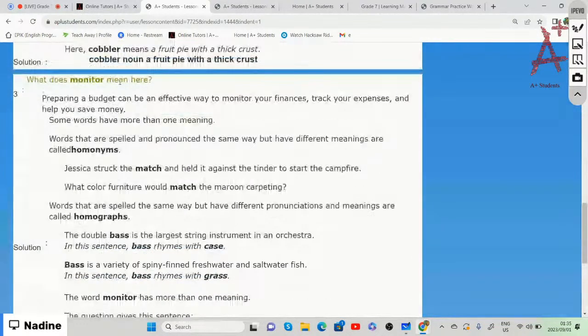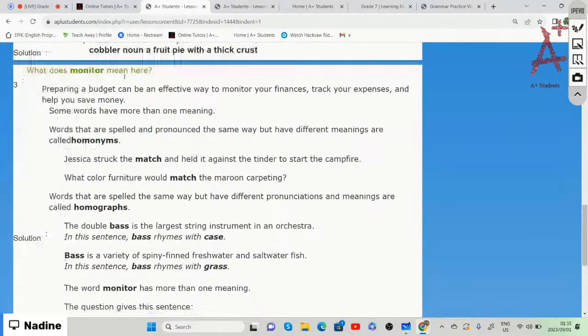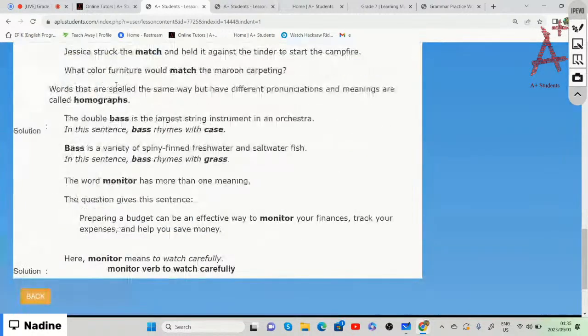Then we have monitor. Preparing a budget can be an effective way to monitor your balance, your finances, track your expenses, and help you save money, right? So here the question gives the sentence. Monitor means to watch carefully, right? It's like you are checking all the time because you are monitoring it. That is why we basically just say watch carefully.